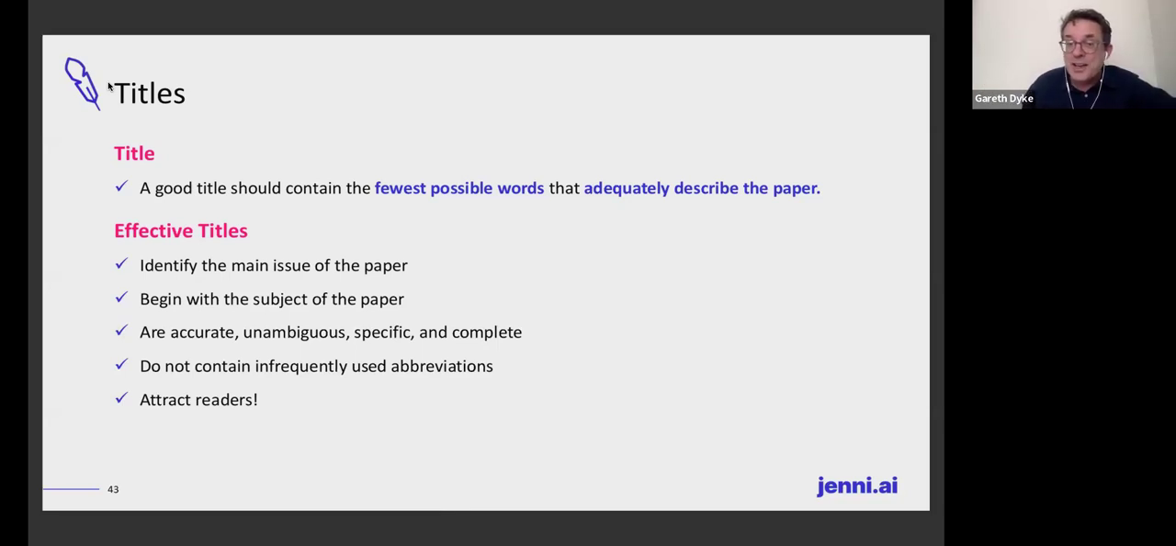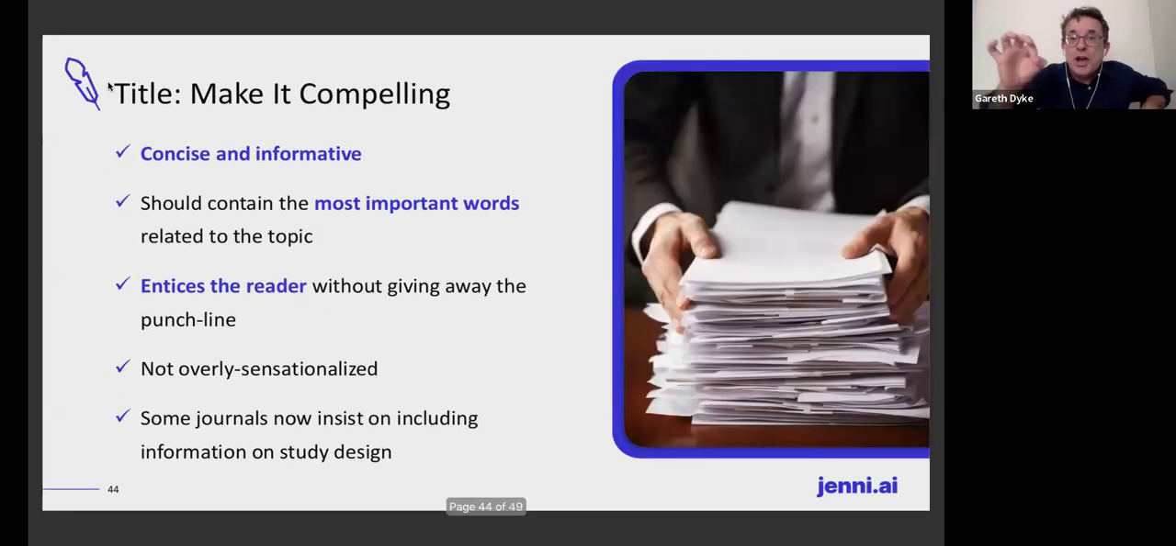Something that gets people's attention, something that attracts, allures, entices, gets editors, peer reviewers, and readers thinking, I really, really, really want to read this paper to find out the answer to the question. A good title has the shortest number of words, the fewest possible words to adequately describe the contents of the paper. You want the main issue, the subject, be accurate, unambiguous, specific, and complete. No weird, infrequently used abbreviations. And above all, attract people's attention. Get people thinking, I really want to read this paper to learn more.